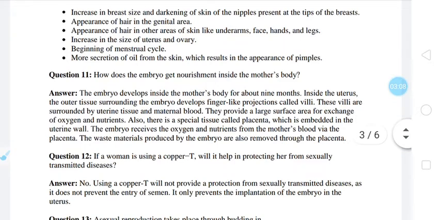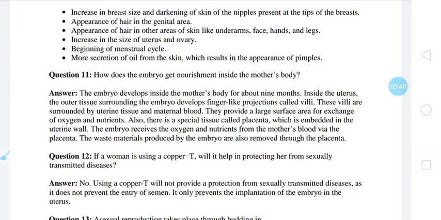How does the embryo get nourishment inside the mother's body? So the umbilical cord we have talked about, which provides nourishment. It is also called the placenta. So the answer is, the embryo develops inside the mother's body for about 9 months inside the uterus. The outer tissue surrounding the embryo develops finger-like projections called villi. These villi are surrounded by uterine tissues and maternal blood. They provide a large surface area for exchange of oxygen and nutrients.